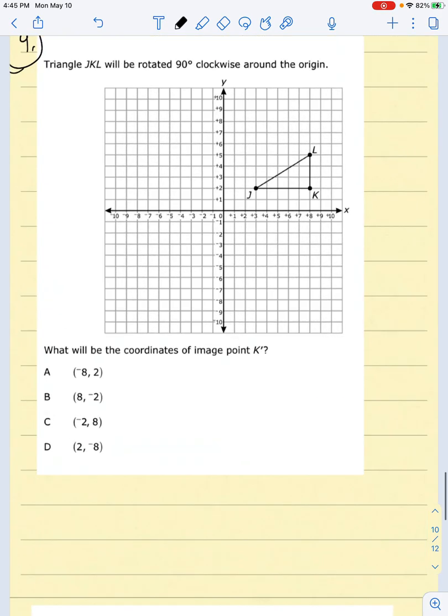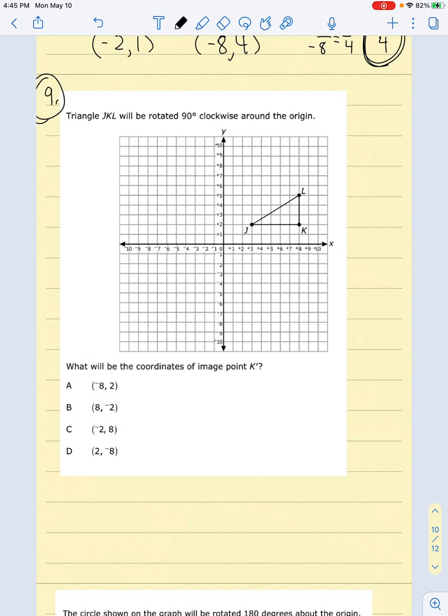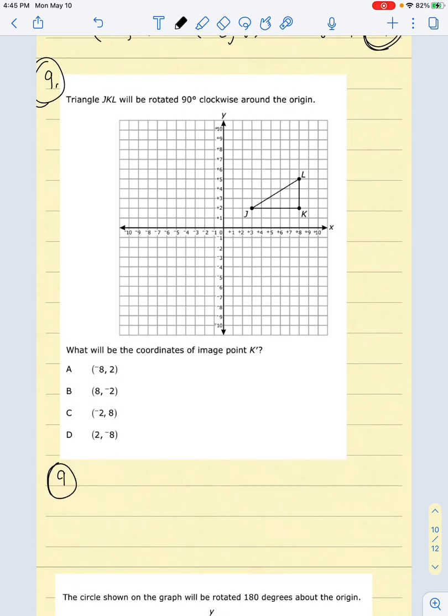So here we have triangle JKL will be rotated 90 degrees clockwise around the origin. So let's jot that down. 90 degrees clockwise. So what that means is one turn clockwise is to the right. And it says, what will the coordinates be for K prime? So we're going to look at K. Right now the coordinates for K are 8, 2. So I'm going to go ahead and write that down.